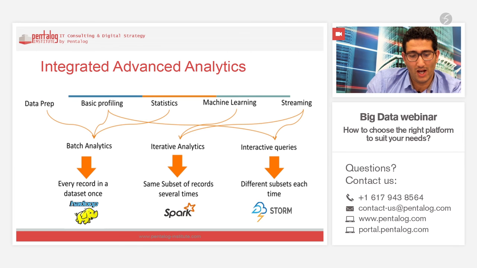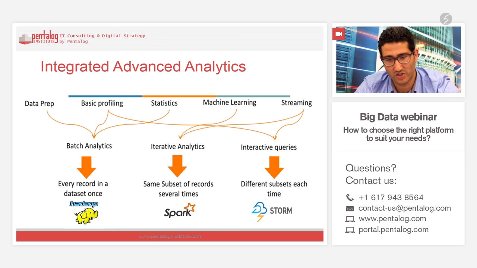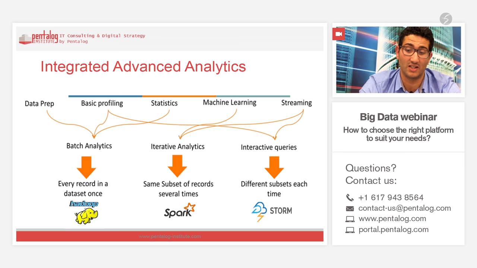So we have essentially three main categories of advanced analytics. The batch analytics, like statistics, basic profiling, data preparation, where we touch every record in a data set once. The second group is the iterative analytics, where we touch some subset of records several times. We find these characteristics in a lot of machine learning algorithms like SVM, support vector machine, or random forest. We find a lot of iteration. And also in the field of digital signal processing, and block equalization or coding. And finally, the last group is the interactive queries, where we have to handle different subsets each time. And streaming is a typical form of this kind of analytics.